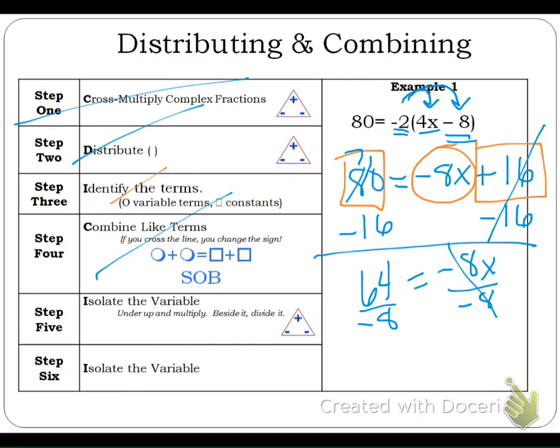The -8's cancel out. So working from left to right, I have a -64 divided by -8. A negative divided by a negative equals, I'm so sorry, equals a positive. 64 divided by 8 is 8. And bring down the x. So -8 is equal to x, or x is equal to -8.